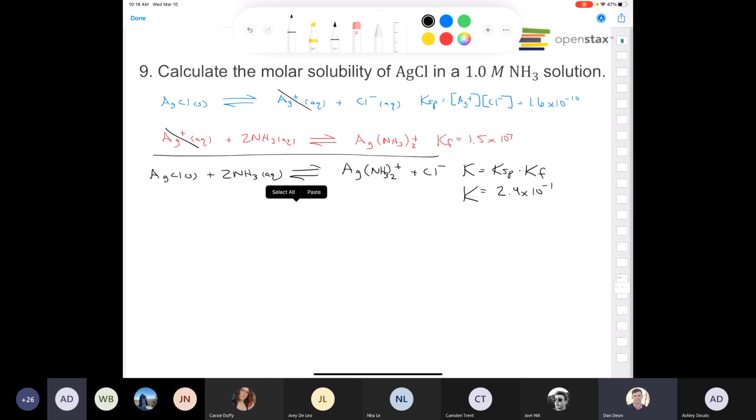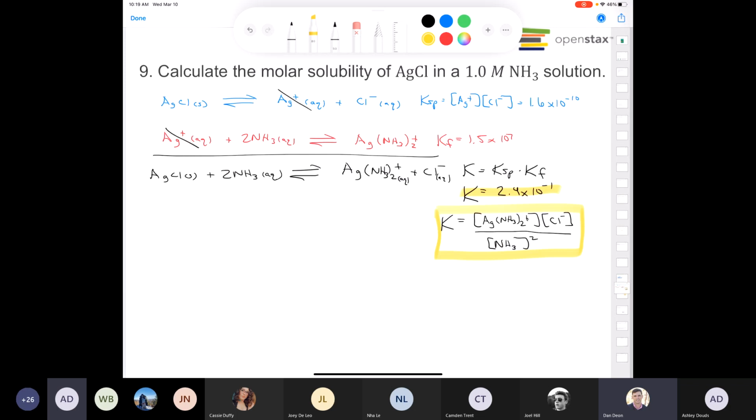You could also say that your new K is equal to, did I leave aqueous out over here? Sorry, getting ahead of myself. There we go. So everything's aqueous. We could also say that our K is equal to the concentration of the coordination complex ion multiplied by the chloride divided by the concentration of our ammonia squared, right? We leave out the silver chloride because it's a solid. So now we've got our new K and we have our K expression.